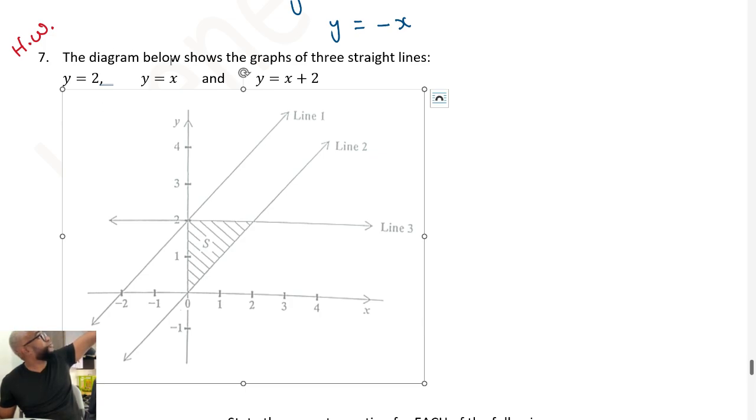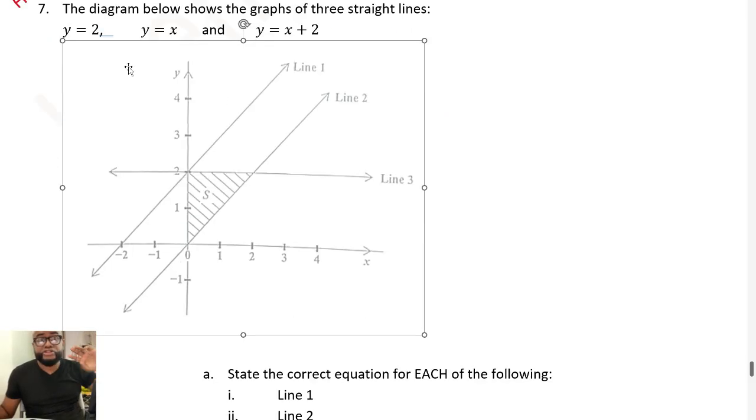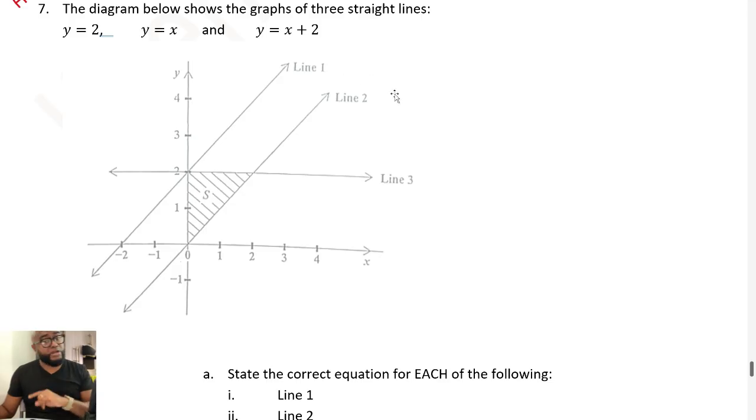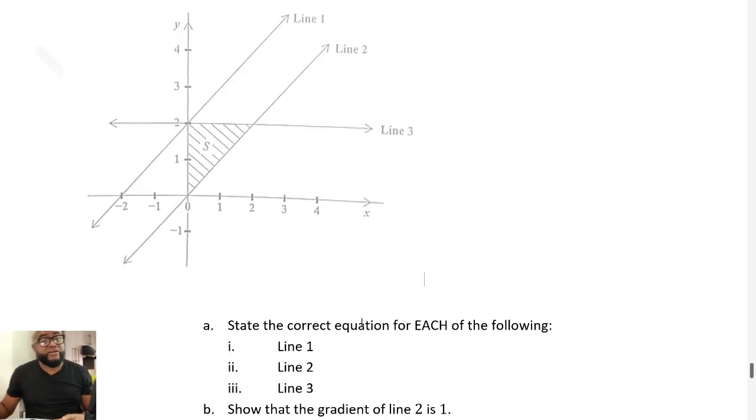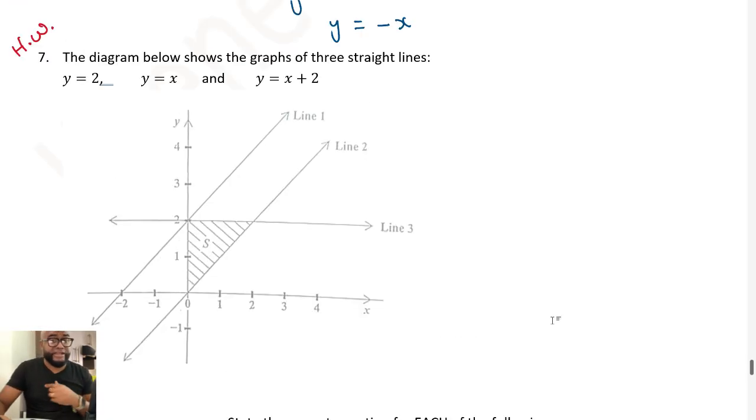The diagram below shows the graph of 3 straight lines, right? 3 straight lines we have here. So y is equal to 2, y is equal to x, and y is equal to x plus 2. State the correct equation of each of the following lines. So we actually have to figure out what is the equation of each one of these lines, right?